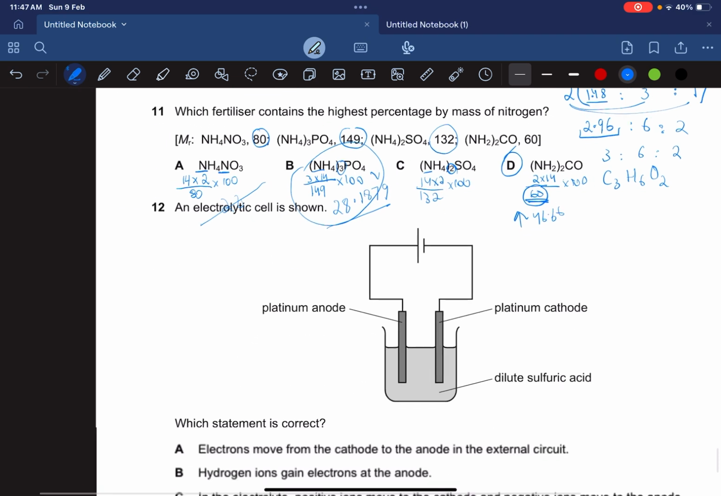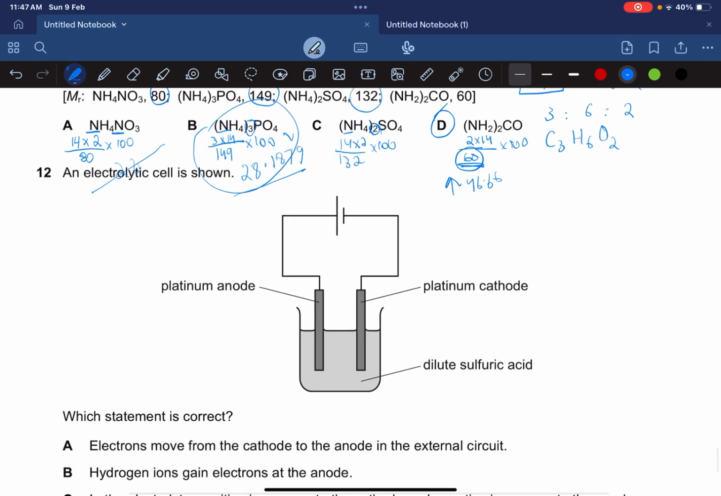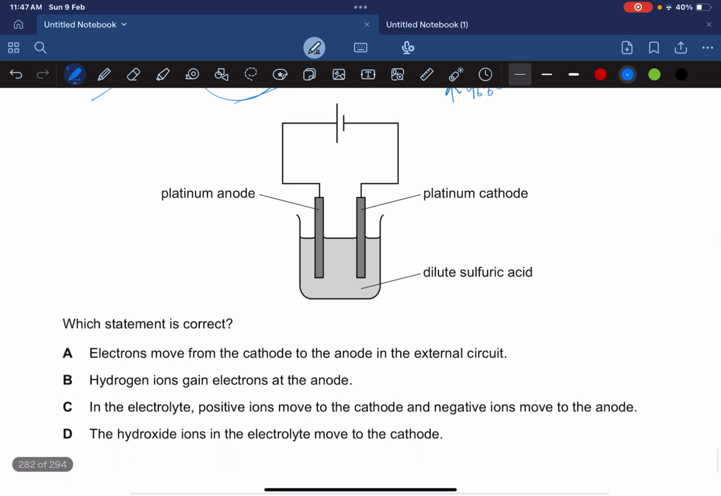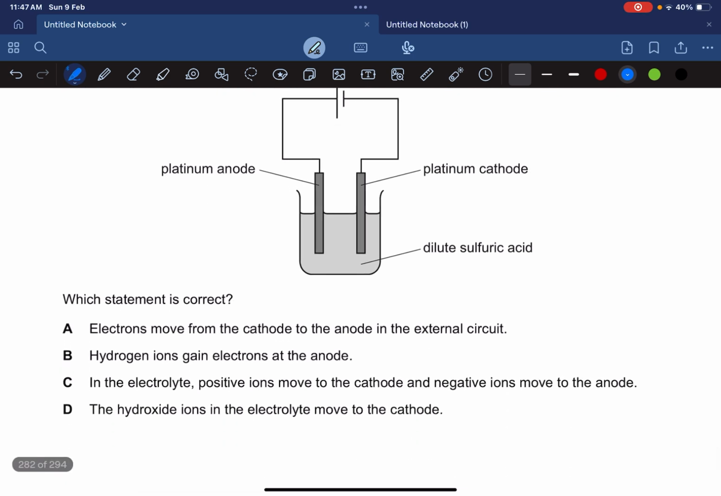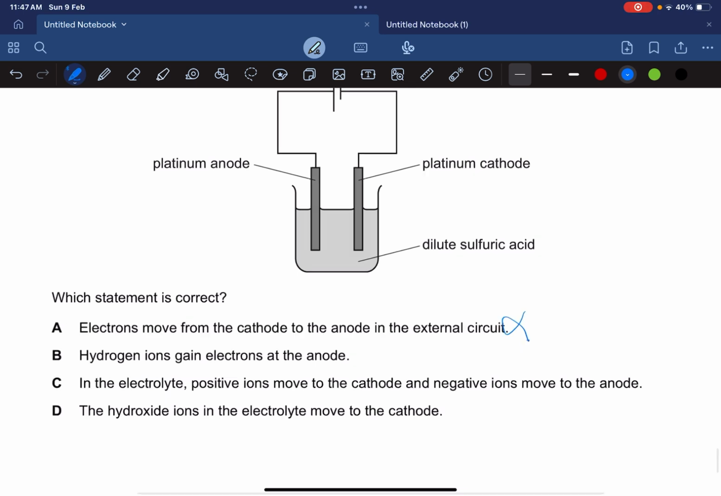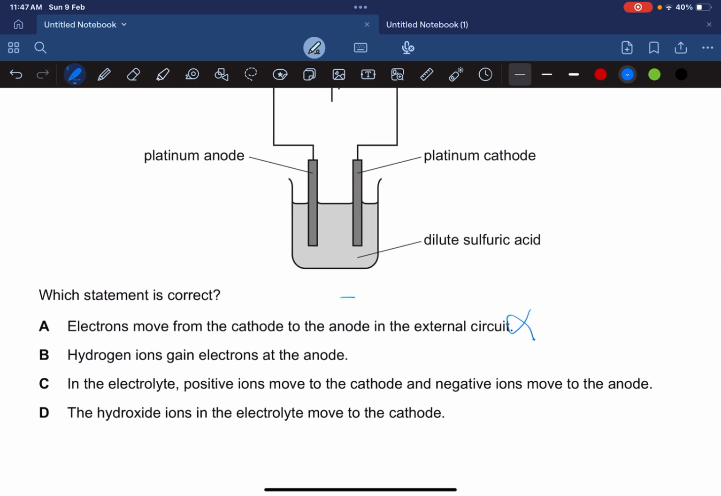Let's move on to MCQ number 12. It says an electrolytic cell is shown. Which statement is correct? Okay, statement number A is electrons move from the cathode to the anode in the external circuit. That is incorrect because electrons move from the positive terminal of the battery to the negative, and the positive is anode. So they move from the anode to the cathode, okay? But over here, it's the opposite. It's written cathode to anode. That's incorrect. It's anode to cathode.